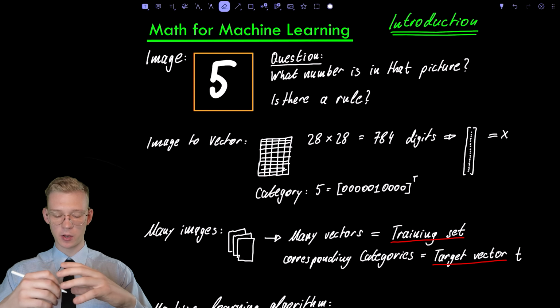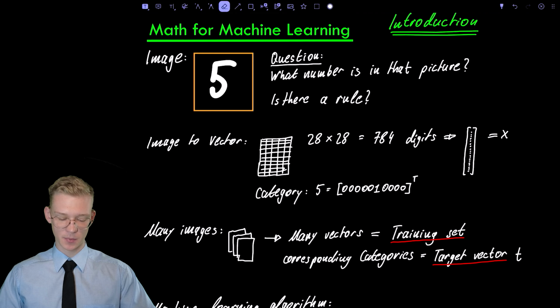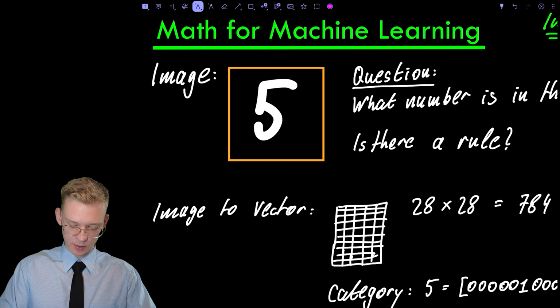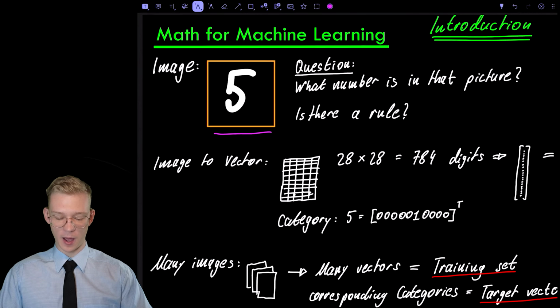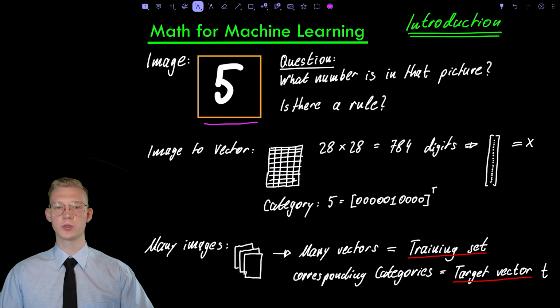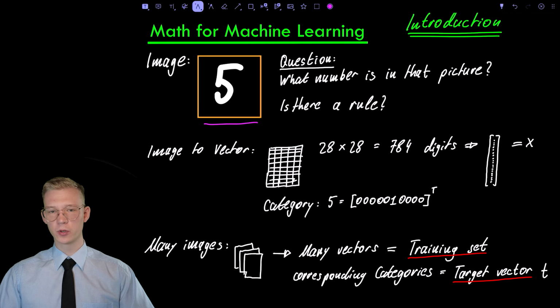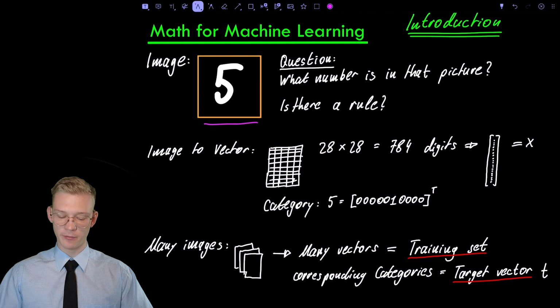So let's think about what machine learning can do for us. Let's say we have an image, and that image is of a 5. And we know that it's a 5 because we as humans learned what a 5 looks like. But for a computer, this is very difficult to understand. Because if we tell a computer this image looks like a 5, there is no rule that we can give the computer to understand what a 5 is.